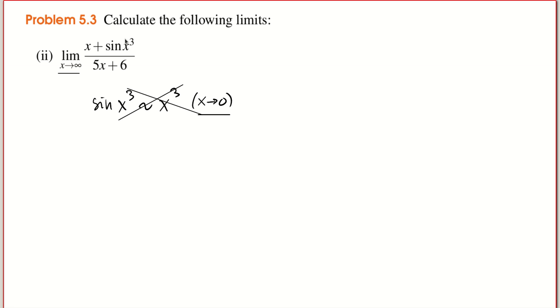Actually, with this sine here, all you can say when x goes to infinity is that the sine is in between 1 and minus 1. But actually, there's no limit for this expression, right? Okay, so we'll ignore this, okay?